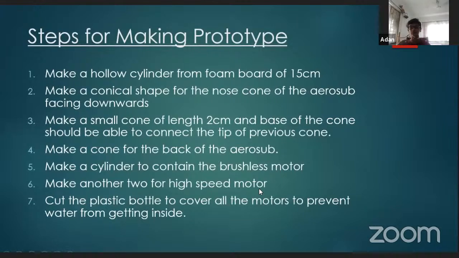Then are the steps for making my prototype. First, we should make a hollow cylinder out of the foam board of 15 centimeters. Then make a conical shape for the nose cone of the aero sub facing downward. Then make a small cone of length 2 centimeters. Then make a cone for the back of the aero sub.